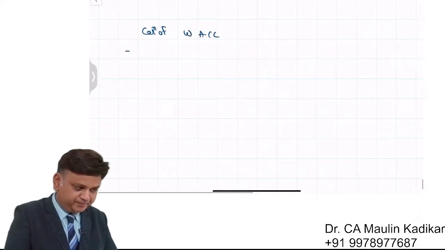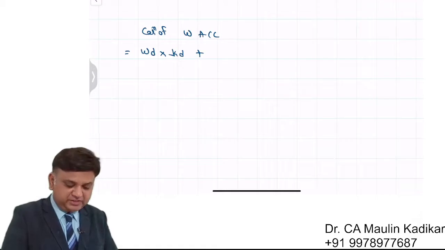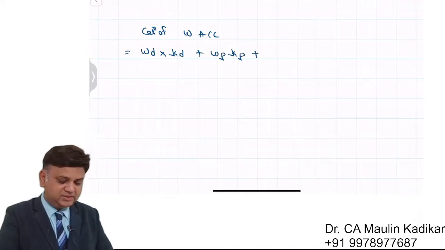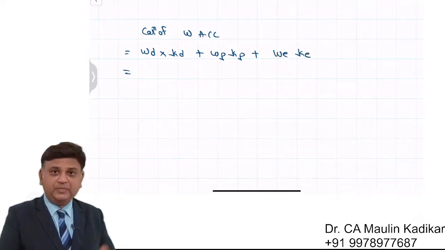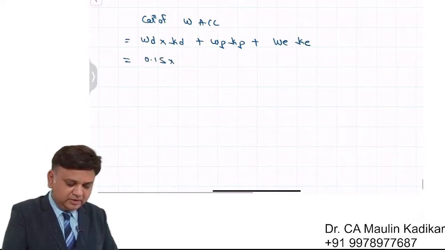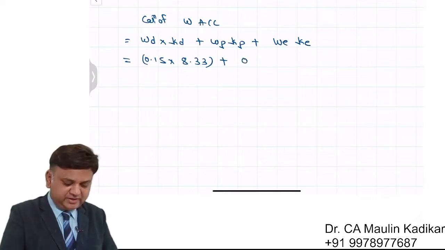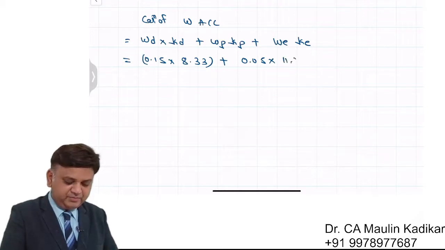WACC. In that, weight of debt financing into cost of debt financing plus weight of preferential capital into cost of preferential capital plus weight of equity into cost of equity. What is the weight of debt financing? It is 0.15, multiplying with the cost is 8.33. Weight of the preferential capital source of finance is 5%, multiplying with the cost is 11.96.